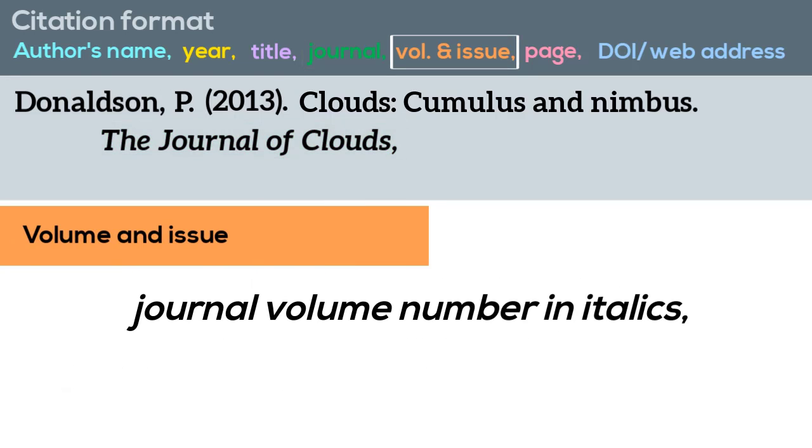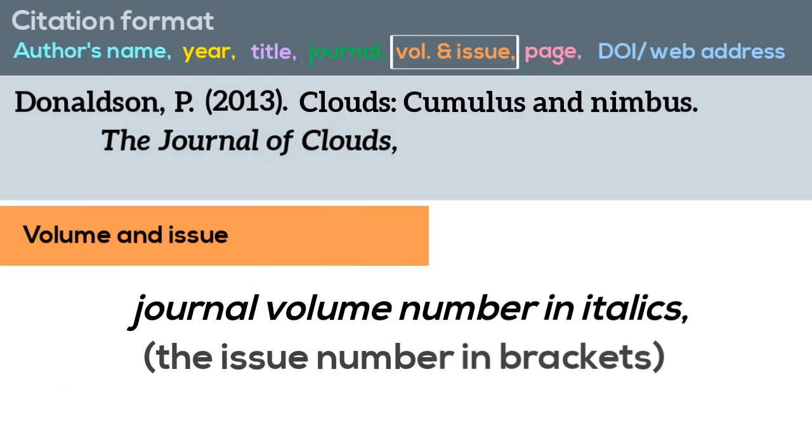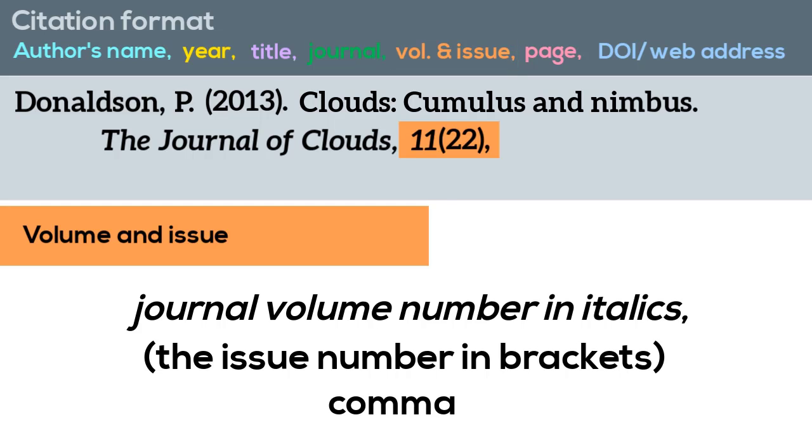Then add the journal volume number in italics, followed by the issue number, if there is one, in brackets, not in italics, and add a comma. For example, 11, bracket, 22, bracket, comma. There should not be a space between the volume number and the issue number.